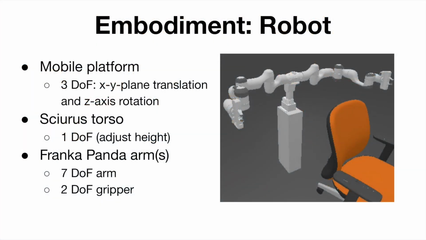The robot consists of a mobile platform, a torso, and 1 or 2 arms. The mobile platform supports XY plane translation and Z-axis rotation. The torso has 1 degree of freedom to adjust the arm height.